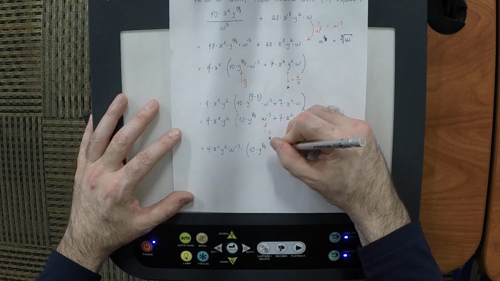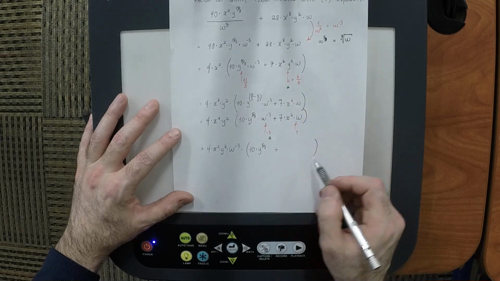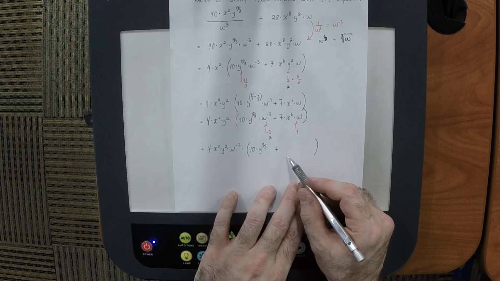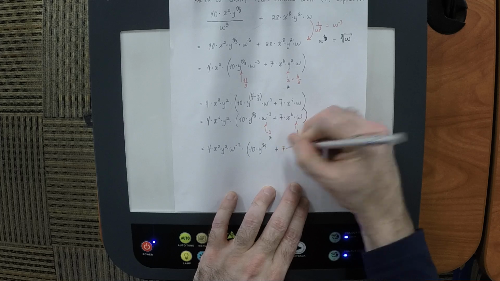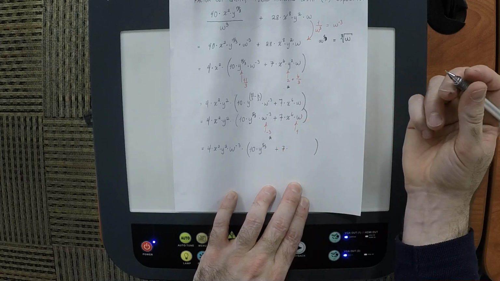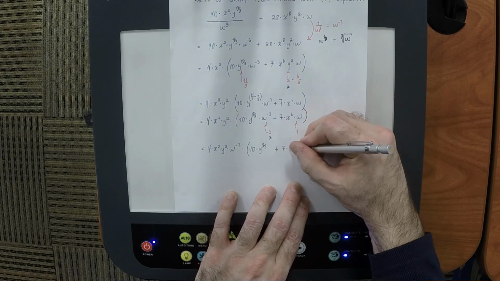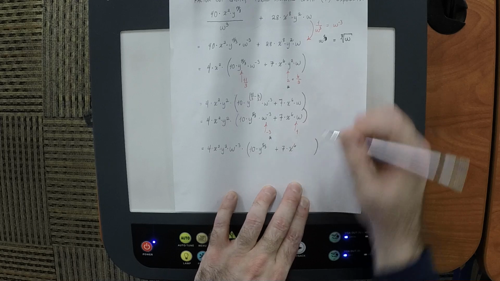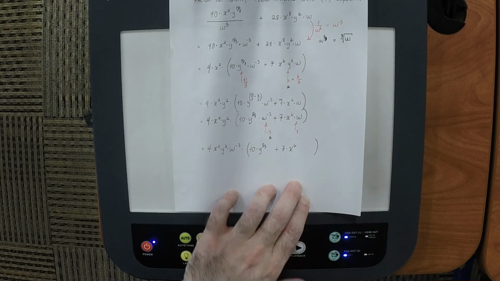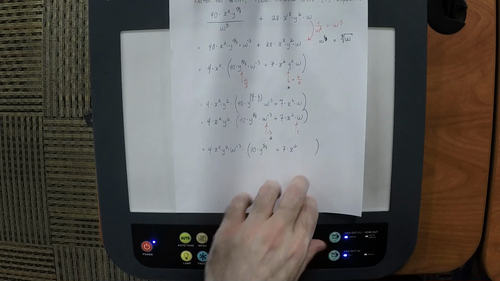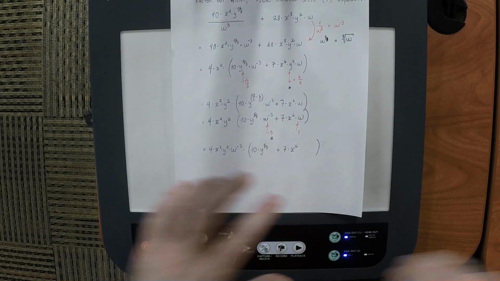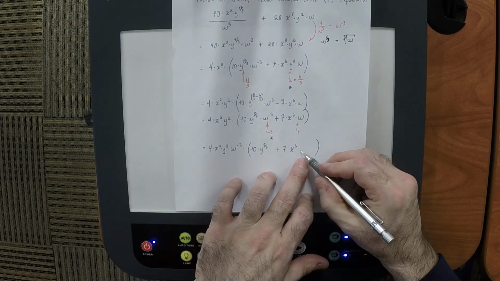Fine. As for the second term, what do we have? 7, because we didn't mess with the 7. x to 6, because we didn't mess with any of the x's. And now here's the place where, again, many students go off the rails. So what about the w?